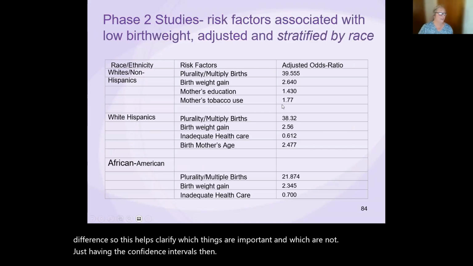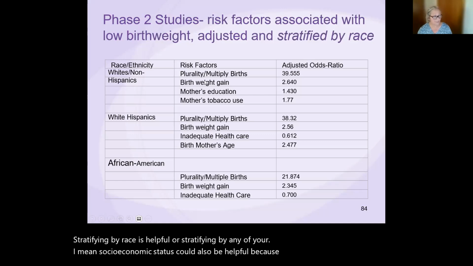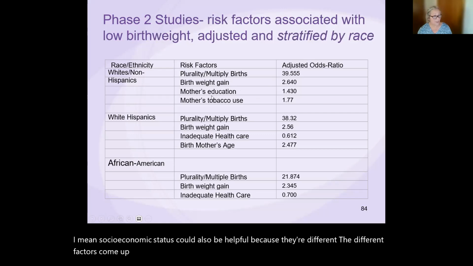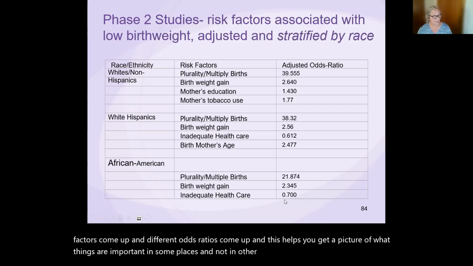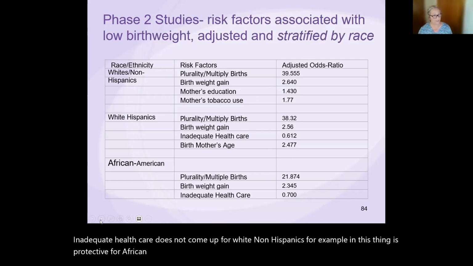Then this is one where it looks at risk factors by race. Stratifying by race is helpful, or stratifying by any of your socioeconomic status could also be helpful because they're different. The different factors come up and different odds ratios come up, and this helps you get a picture of what things are important in some places and not in other places. Inadequate health care does not come up for white non-Hispanics, for example, in this. It's protective for African Americans. You see that there are some strange things that come up.